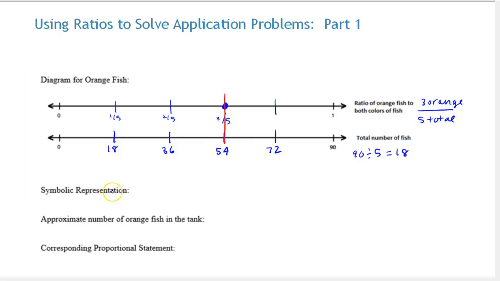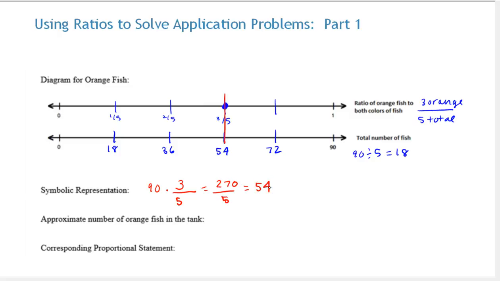Okay, so now again, let's set this up symbolically. We took our 90, okay, and again we're going to use the ratio. Okay, we divided by 5 total, and then we multiplied or found 3 copies. Okay. So notice this is just multiplying the 90 fish by the ratio of orange fish to both color fishes. Is that a word? I'm not sure. Okay, so we have 270 over 5, which is going to be 54.